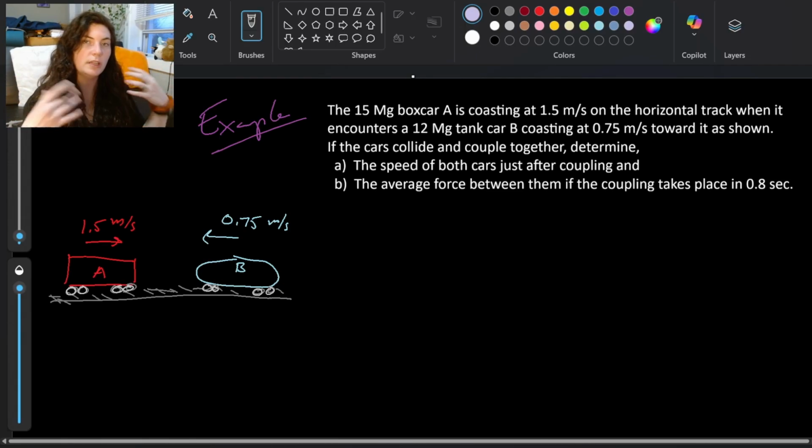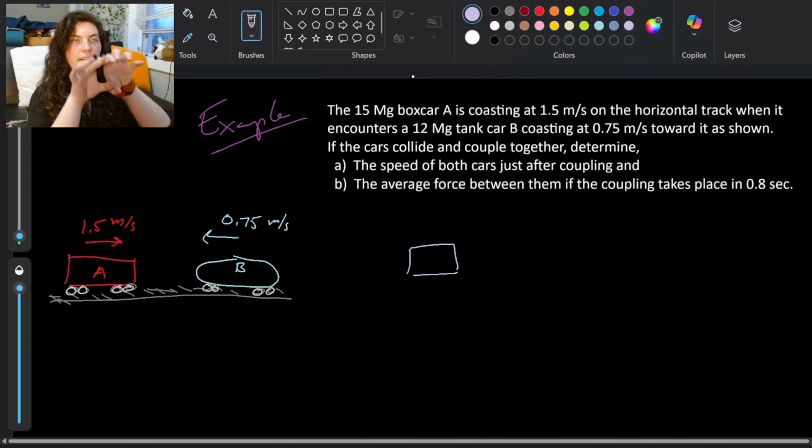So this is a really good example of where momentum is conserved, because even though we have two particles, when we bring them together into the same system, there are no external forces, if we treat both cars as being one system. Before we get into what we're going to do, let's draw a little free body diagram of what's happening, which is that these cars come together, collide, and latch into each other.